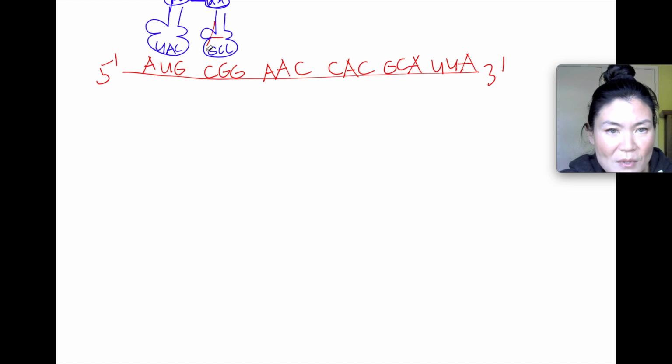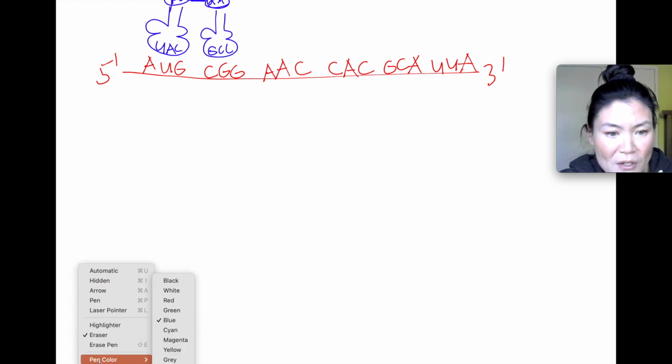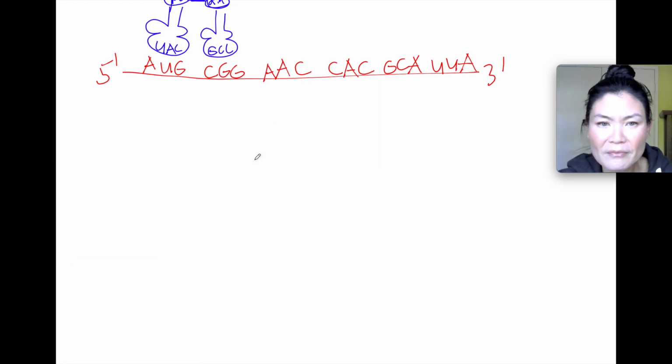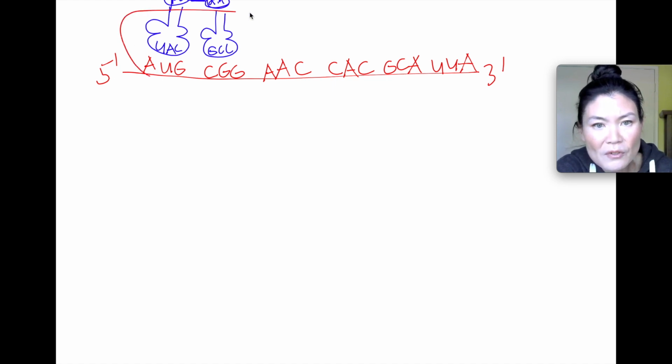Okay, that was pretty easy. That's good. All right, so I'm going to redraw the ribosome. The ribosome will now be shifted over. I'll continue to draw it in red. So now the ribosome has moved over like this. There's my hamburger buns.